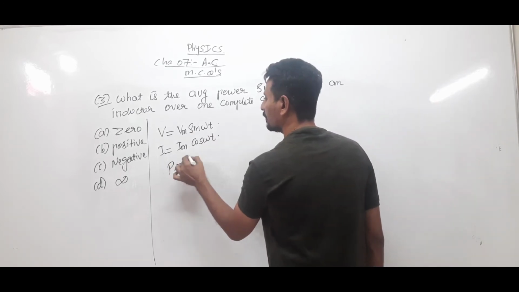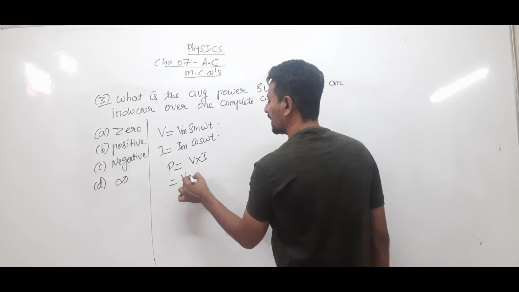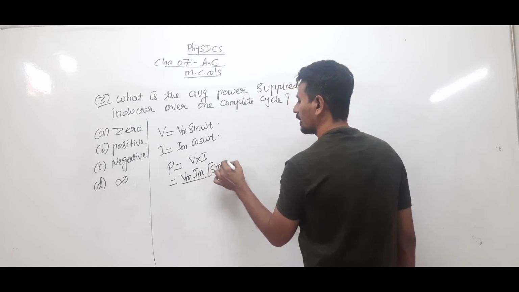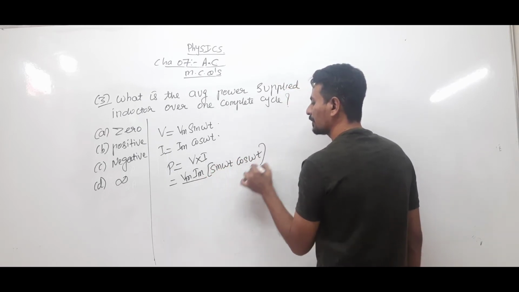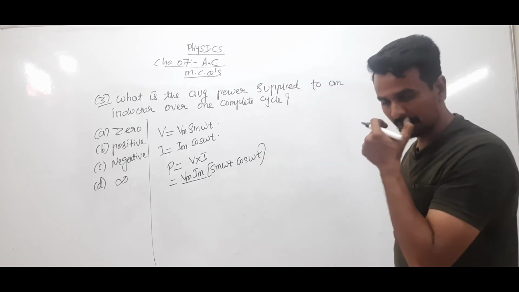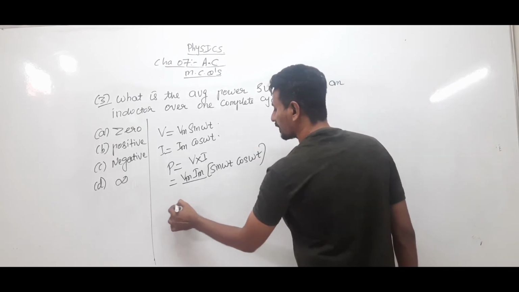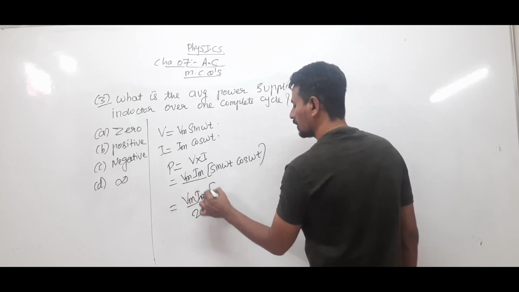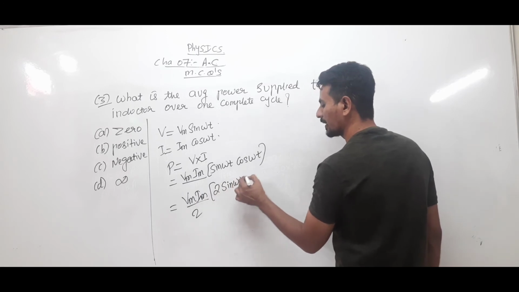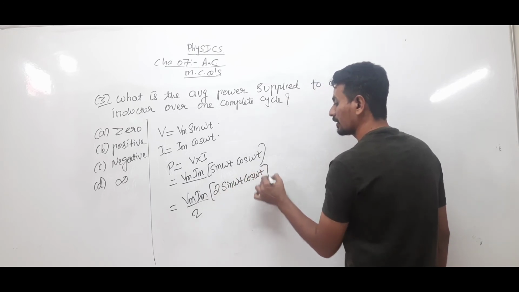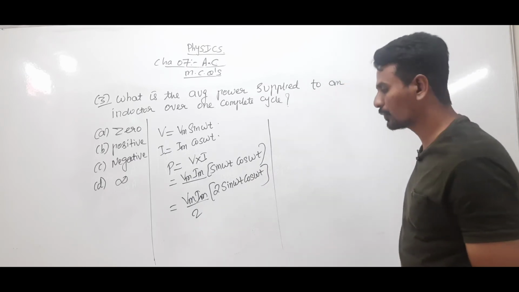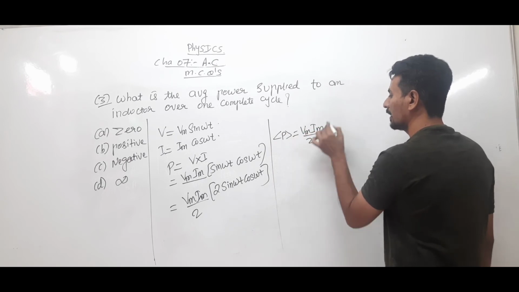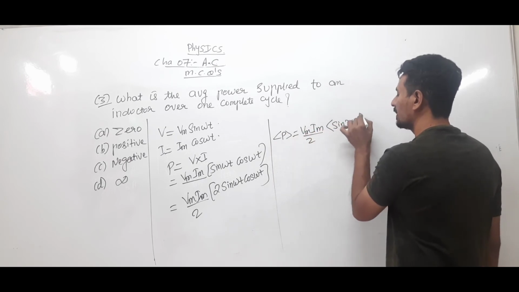So power will be equal to V into I. That means Vm Im sin omega t cos omega t. Actually, I am multiplying and dividing by 2, so it will be the formula of 2 sin theta cos theta, that is sin 2 theta. That means Vm Im by 2 into 2 sin omega t cos omega t. So what is 2 sin cos? sin 2 theta. So average power will be equal to Vm Im by 2 into the average of sin 2 omega t.